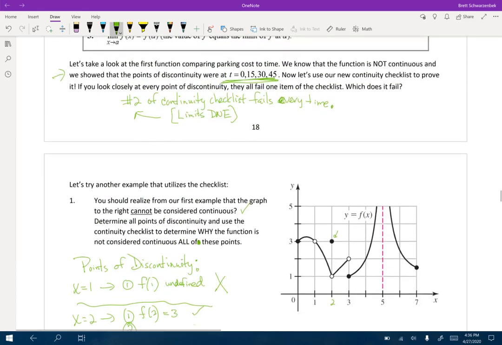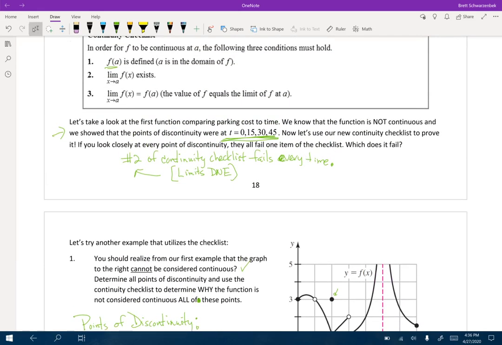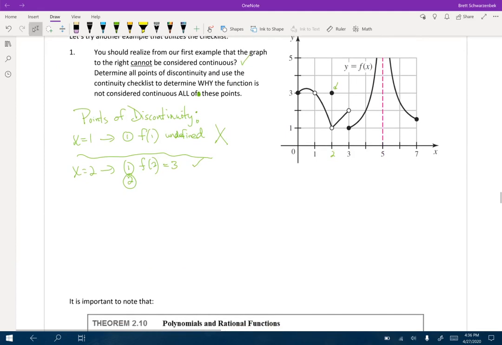What's the second one? The second one wants to know if the limit as x goes to that value of a exists. So we have to figure out, does the limit as x goes to 2, our a, of the function actually exist? So let's look, does it? If we approach 2 from the right side and the left side, does it approach the same value? It turns out that it surely does. It approaches a height of 1. So far so good. We have made our way through 2 parts of the checklist.